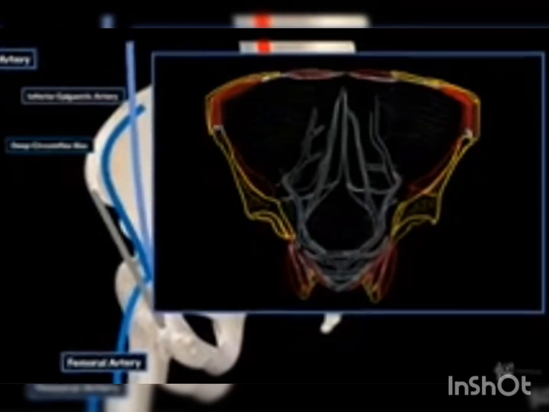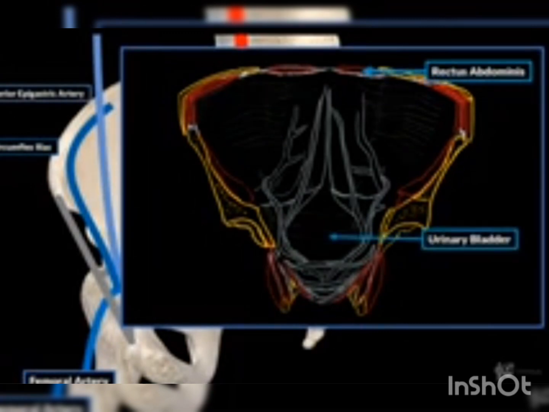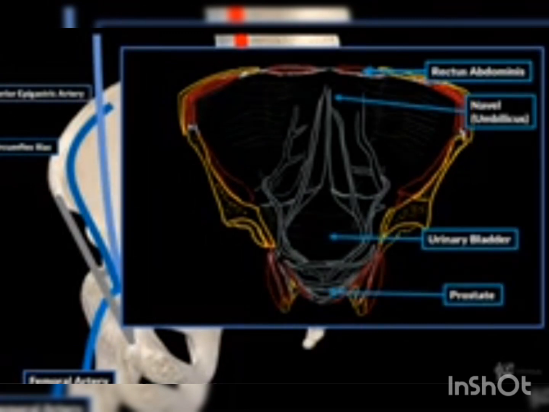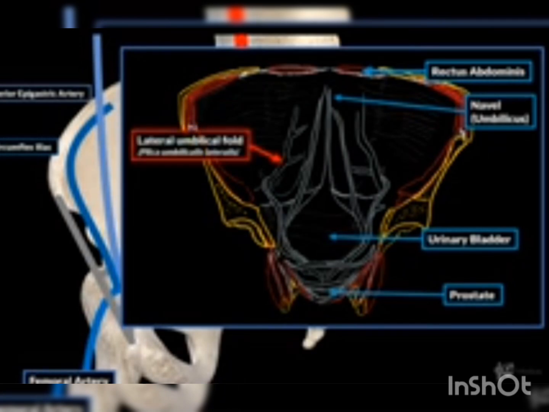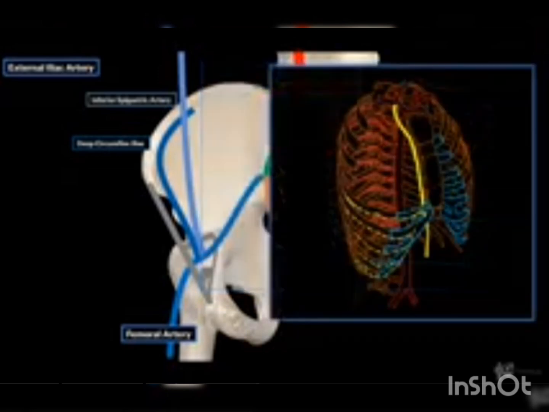So let's look at how that works. So here's basically the anterior abdominal wall with the rectus abdominis muscle here, the urinary bladder here, the prostate and the navel. And then here on the side, you'll see a fold called the lateral umbilical fold, or plica umbilicalis lateralis in Latin. And the reason why I'm showing you this is because the inferior epigastric artery will travel within this layer, the lateral umbilical fold, and then eventually communicate with the superior epigastric artery.